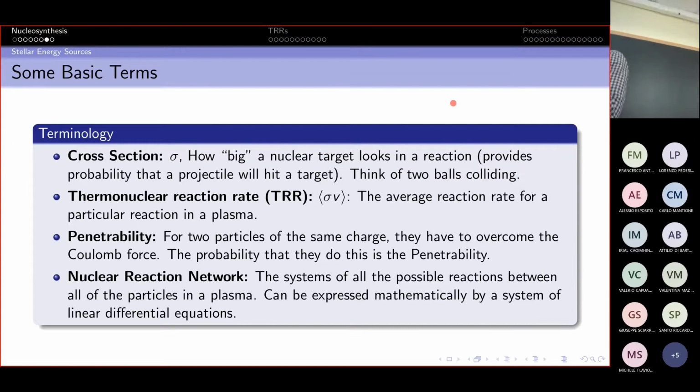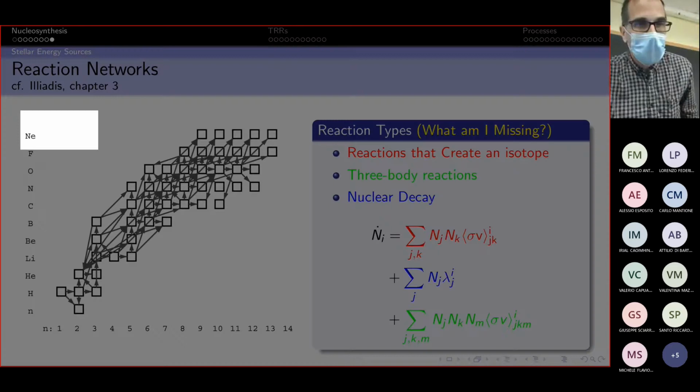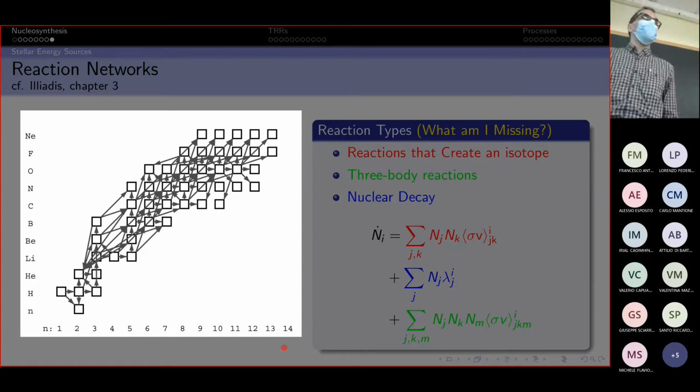And then the nuclear reaction network is just a system of nuclear reactions in a plasma. If I have a plasma, what are all the nuclear reactions going on? Let me show you an example of a nuclear reaction network. What's on the left hand side here? You've seen it 1,000 times already. The table of isotopes, all the way up to neon. This is an example of a nuclear reaction network.